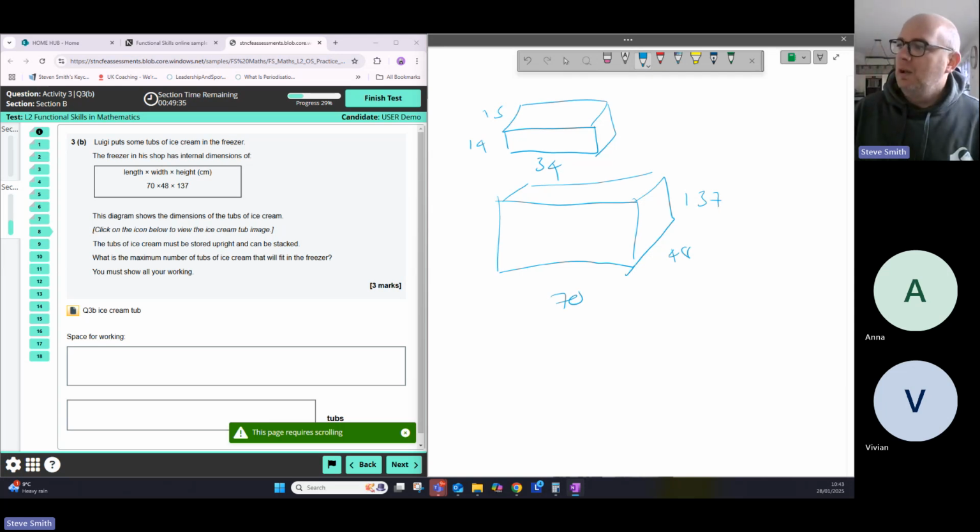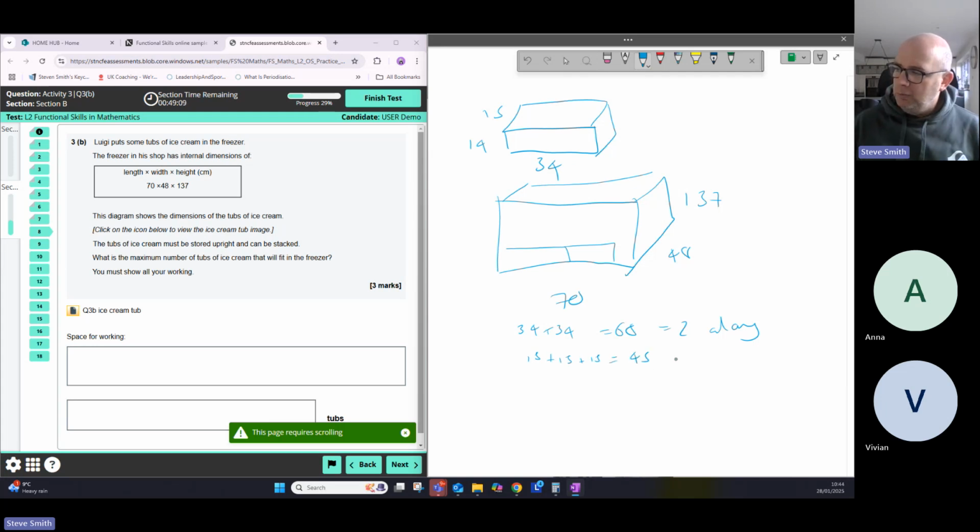So quite simply, we can fit these tubs in. If we go 34 add 34, that's 68, so we can fit 2 along here. And we know it's 15 along, and it's 48 here. So 15 add 15 add 15 equals 45. A little bit of wiggle room, but we've got 3 wide. So each layer is 2 times 3, so 6 per layer.